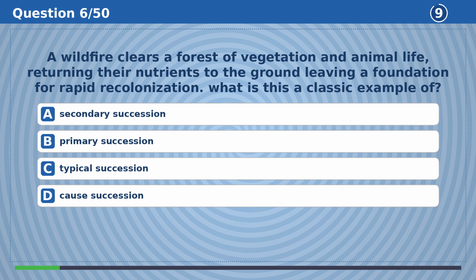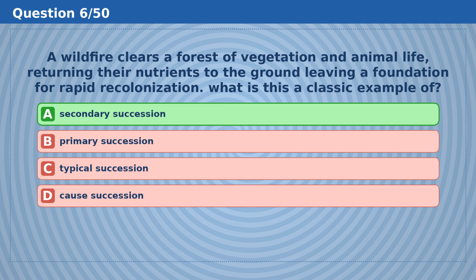A wildfire clears a forest of vegetation and animal life, returning their nutrients to the ground, leaving a foundation for rapid recolonization. What is this a classic example of? The answer is A, secondary succession.